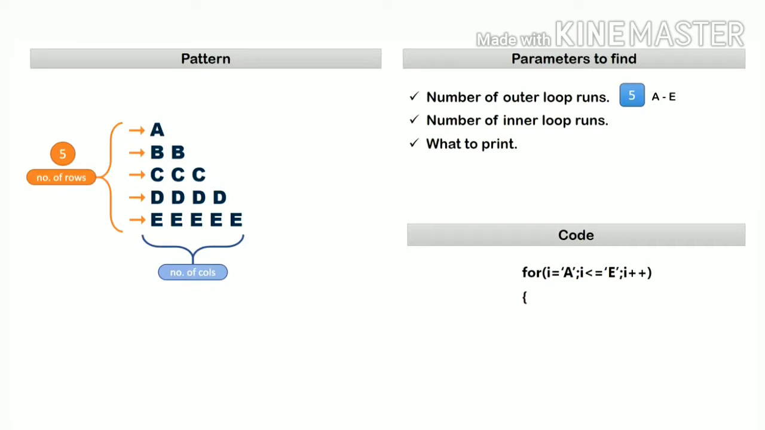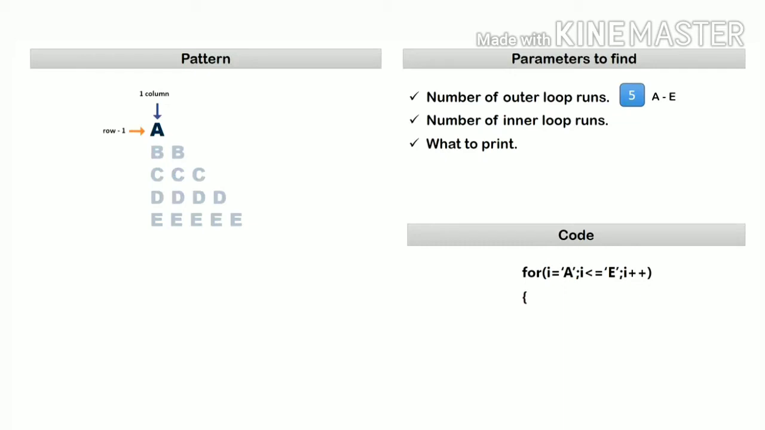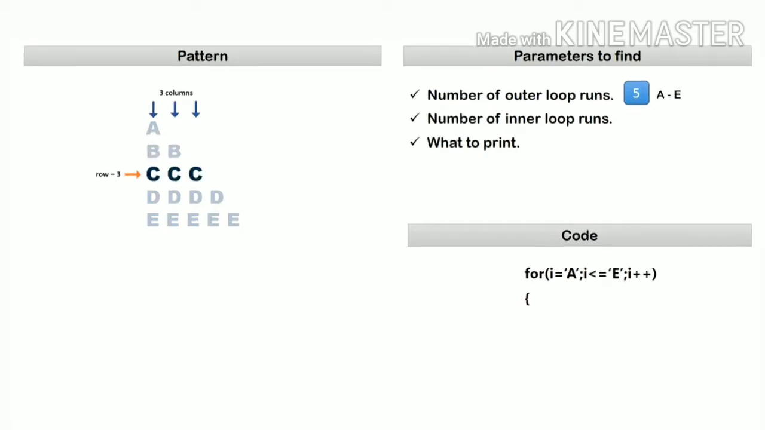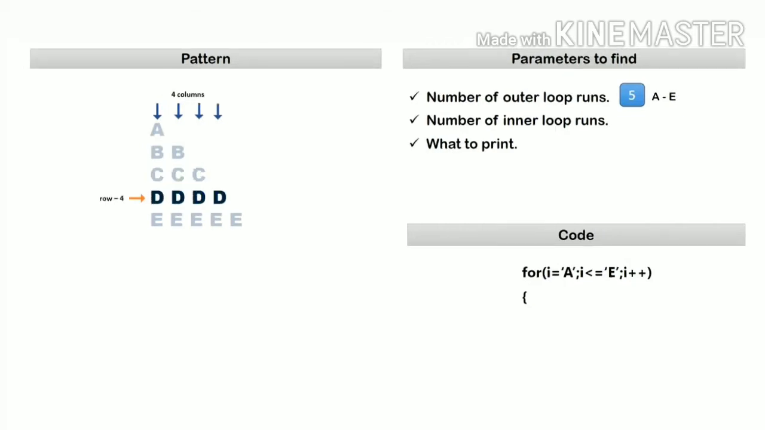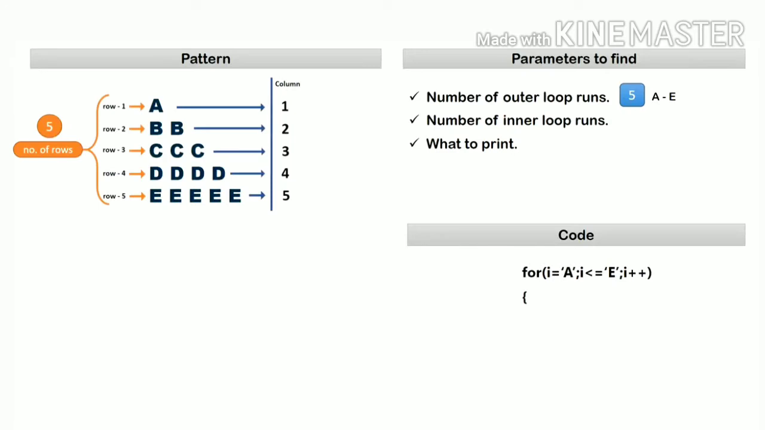When the row is 1, then the column will print 1. When the row is 2, then the column will print 2. When the row is 3, the column will print 3 times. When the row is 4, the column will print 4 times. When the row is 5, the column will finally print 5 times. That means the printing of columns varies here according to the row.